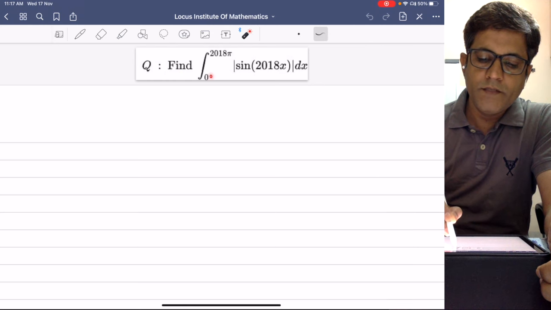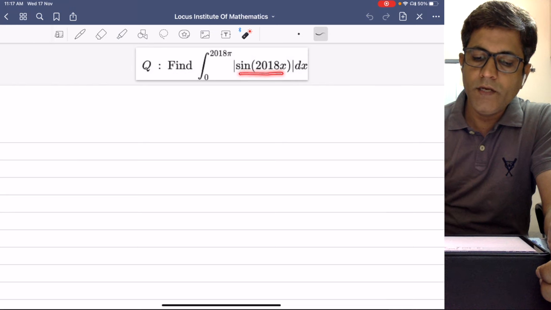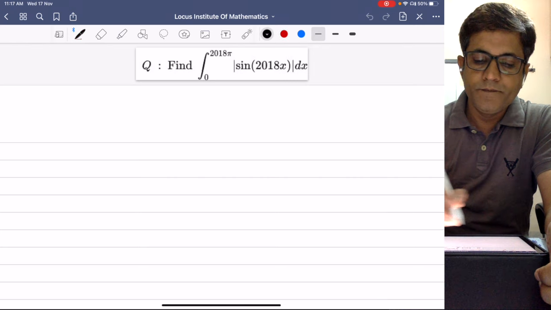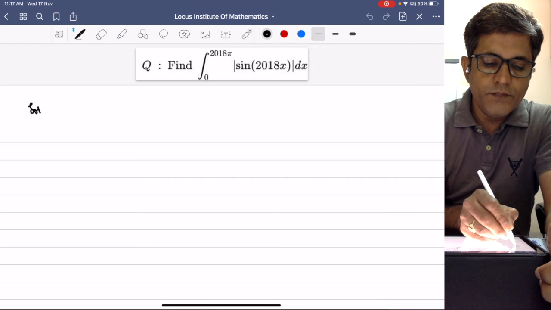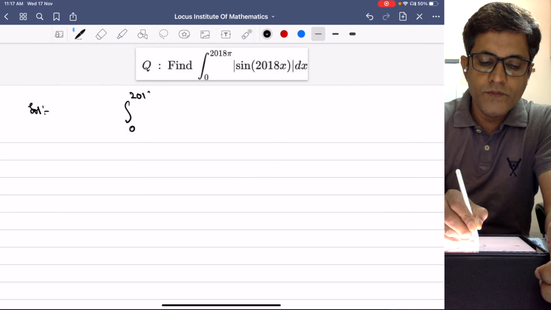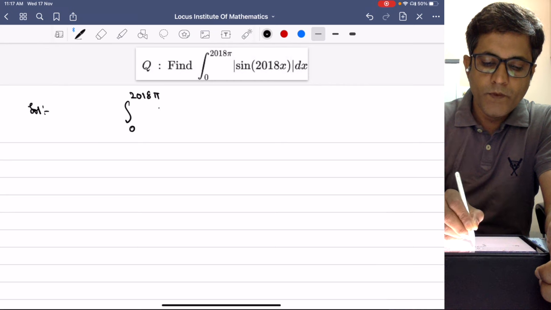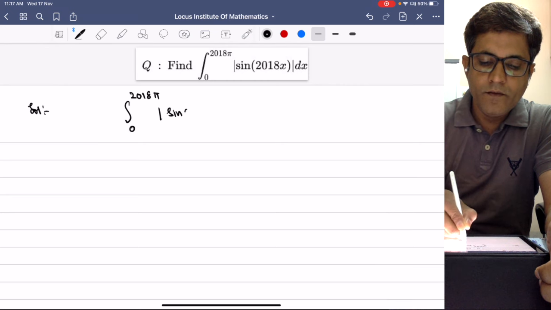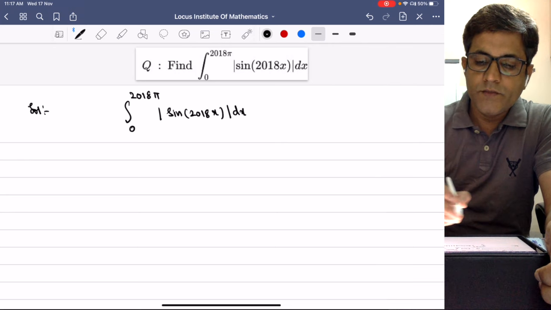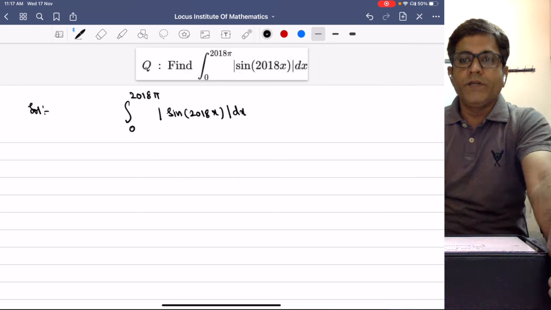Find the integral from 0 to 2018π of |sin 2018x| dx. This is the question. To solve this question, the given integral is the integral from 0 to 2018π of |sin 2018x| dx. I will use the substitution method.